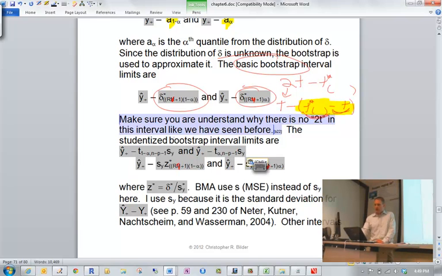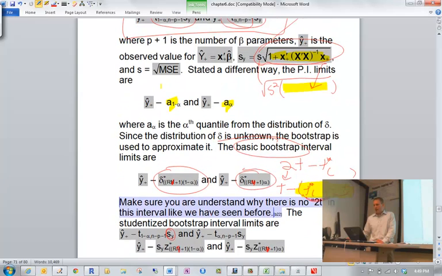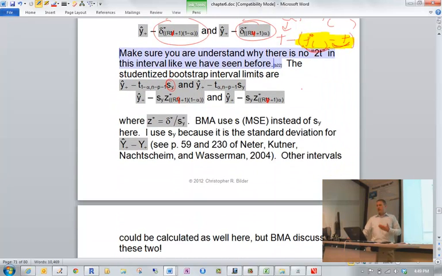So just to make sure it's clear, you're using the exact same formula for this s sub y that we saw here, but now you calculate it for every single resample. So that's why that's called S star.